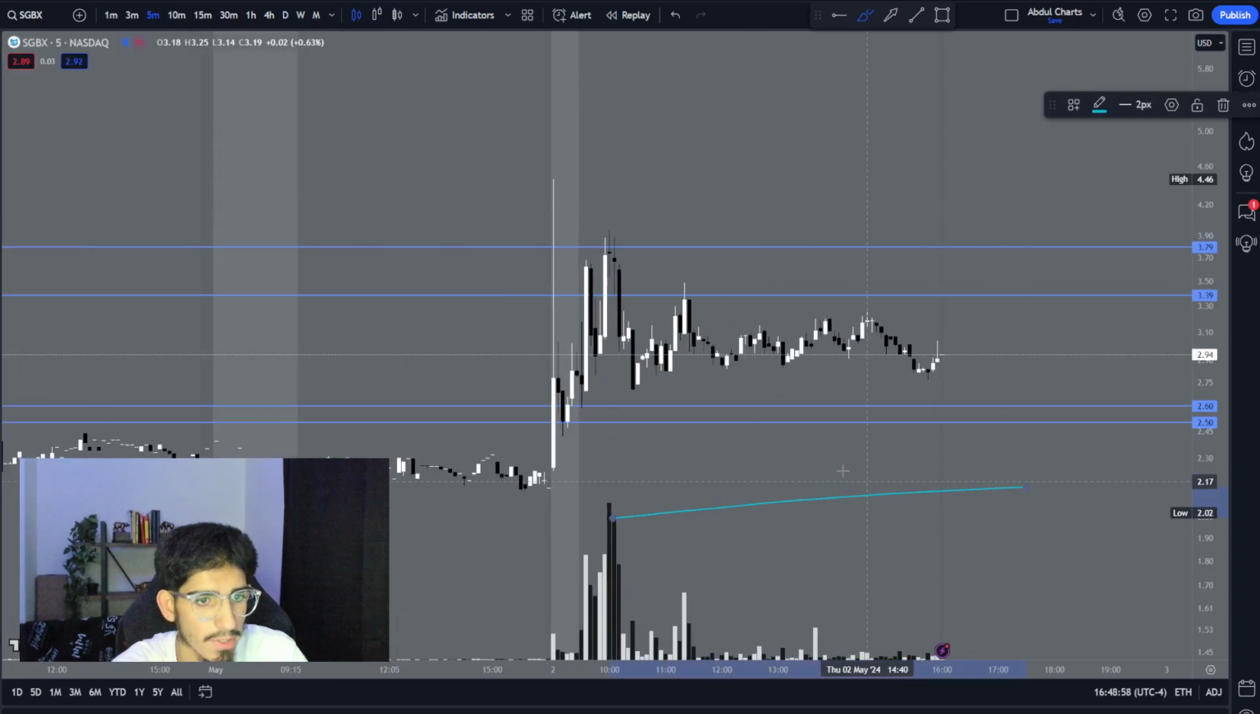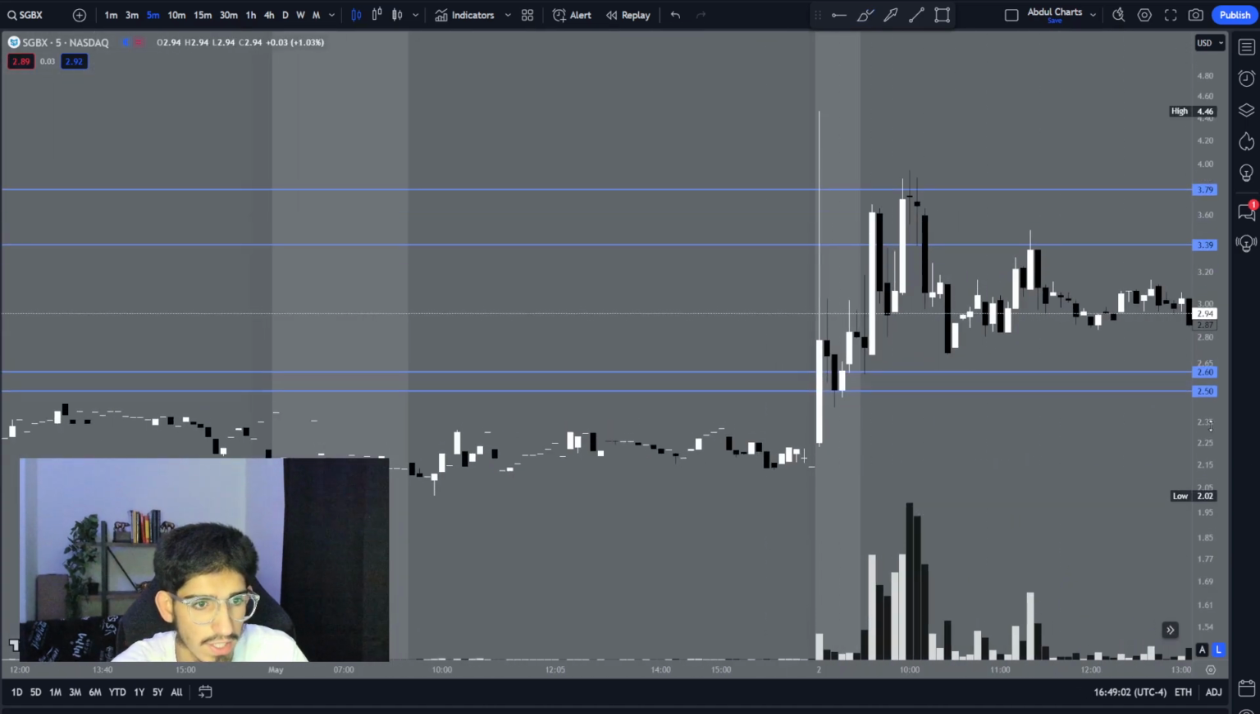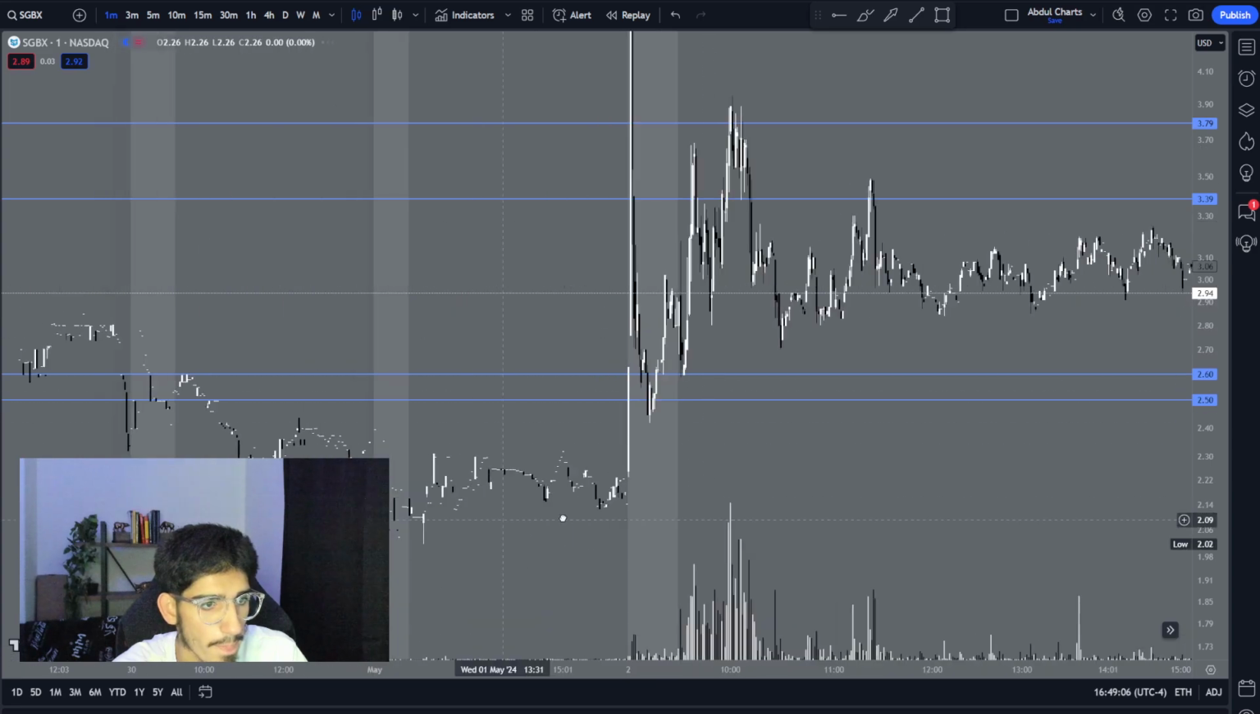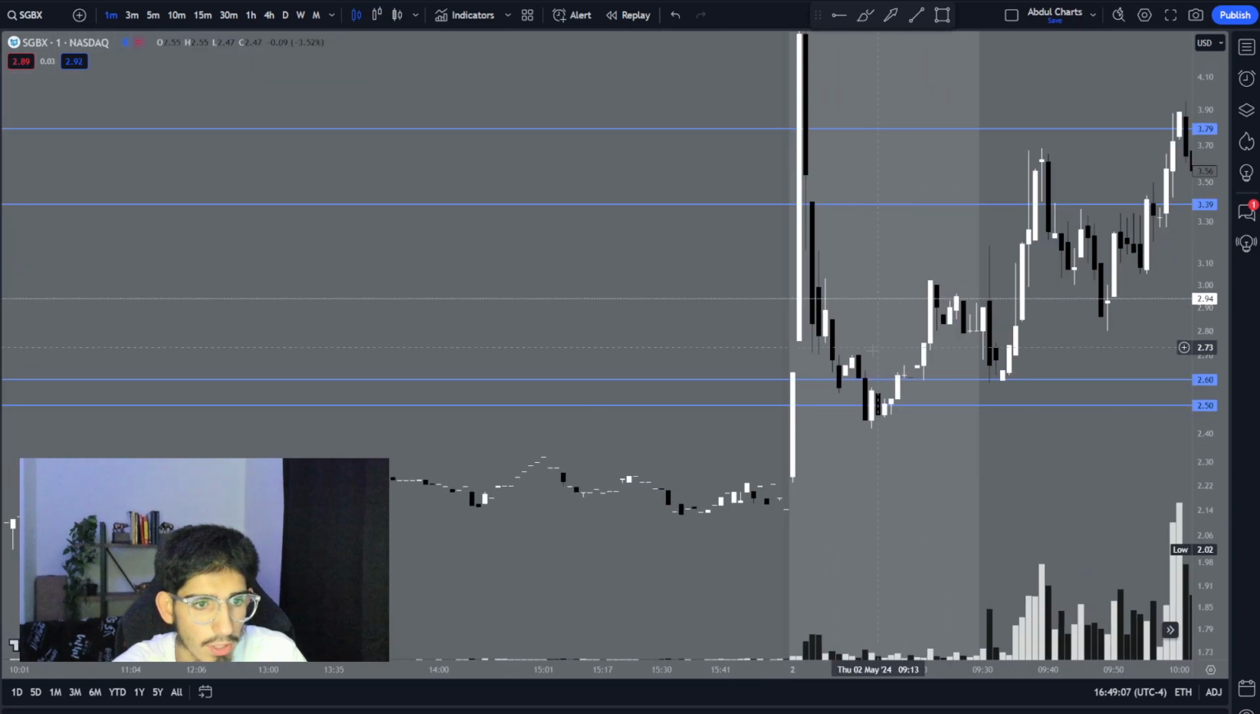That is exactly what happened here. So let's go to the smaller time frame and see how it played out. All right, so you guys can see on SGBX, let's go to the 1 minute. We can see we cracked below the 2.50, exactly what we wanted on that daily time frame, right? And then we reclaimed. We pulled back into this 2.60 level, so we grab liquidity below support, right?